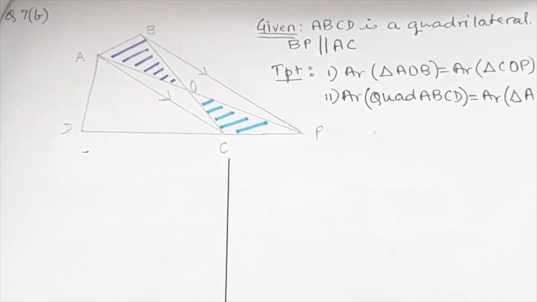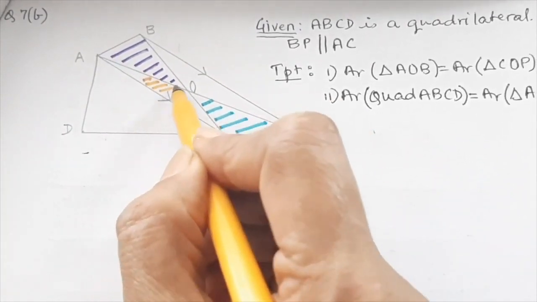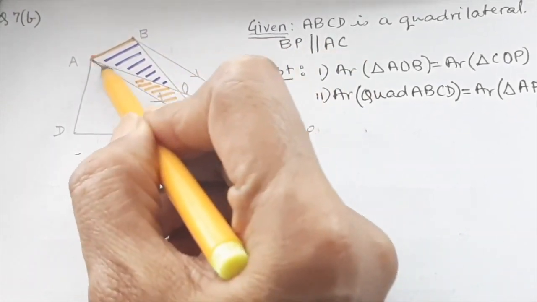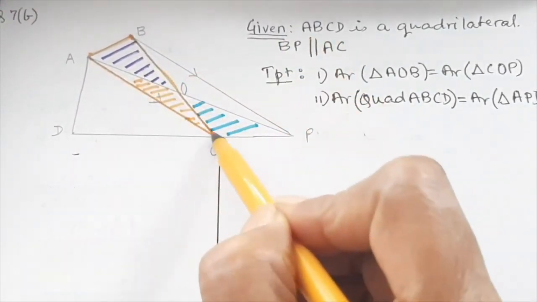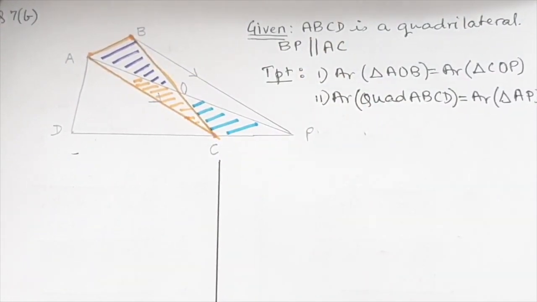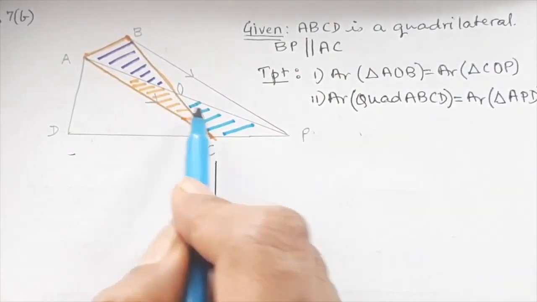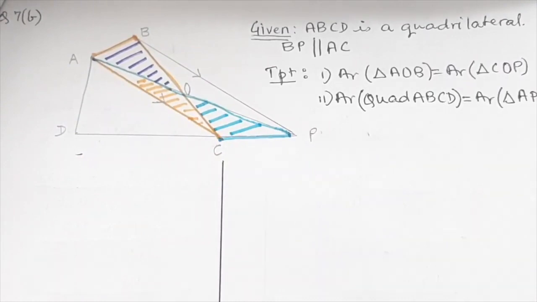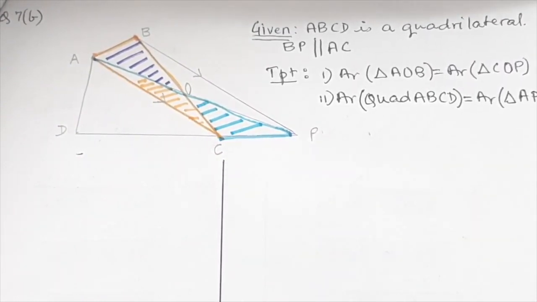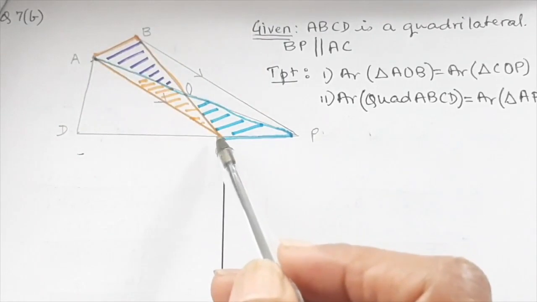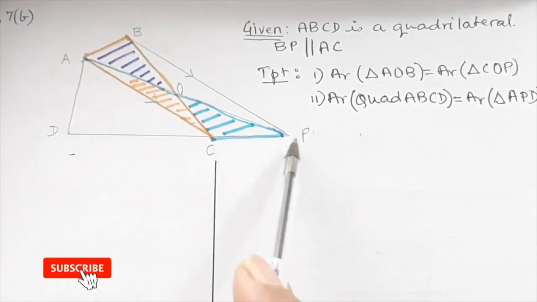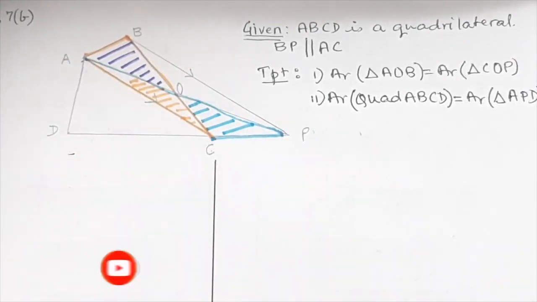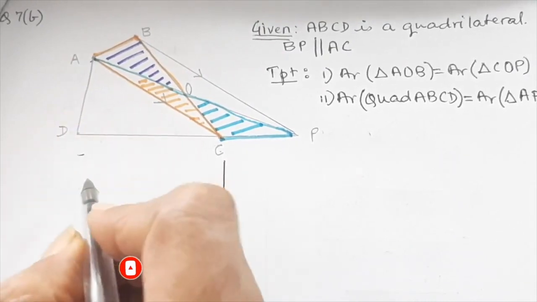If we take triangle AOB and add AOC to that, we will get this triangle here, like so. This one. Okay. And if we add this orange triangle to COP, then we will get this triangle. Can you see that? Yeah. Now, what can you say about triangle ABC and triangle APC? They have the same base and they lie between the same parallels. And so we are going to start writing our solution.